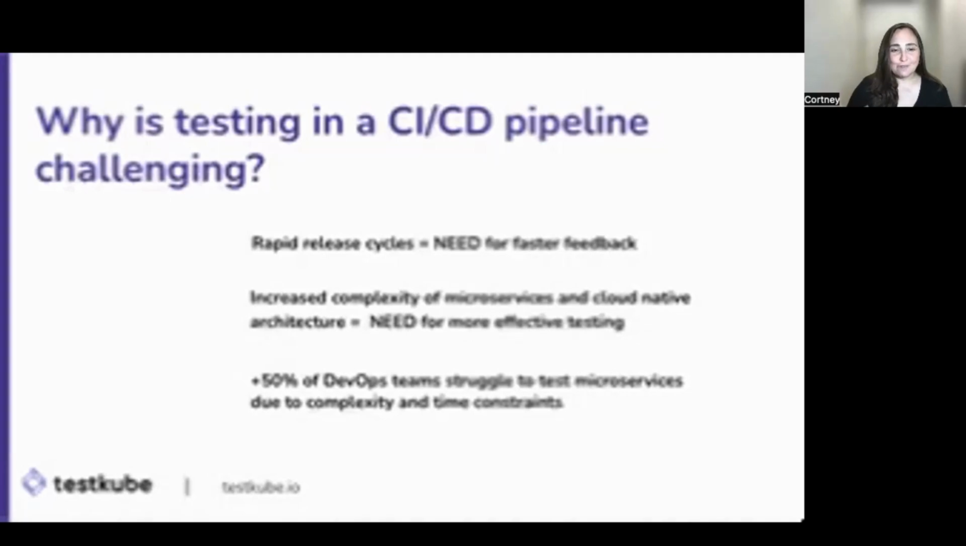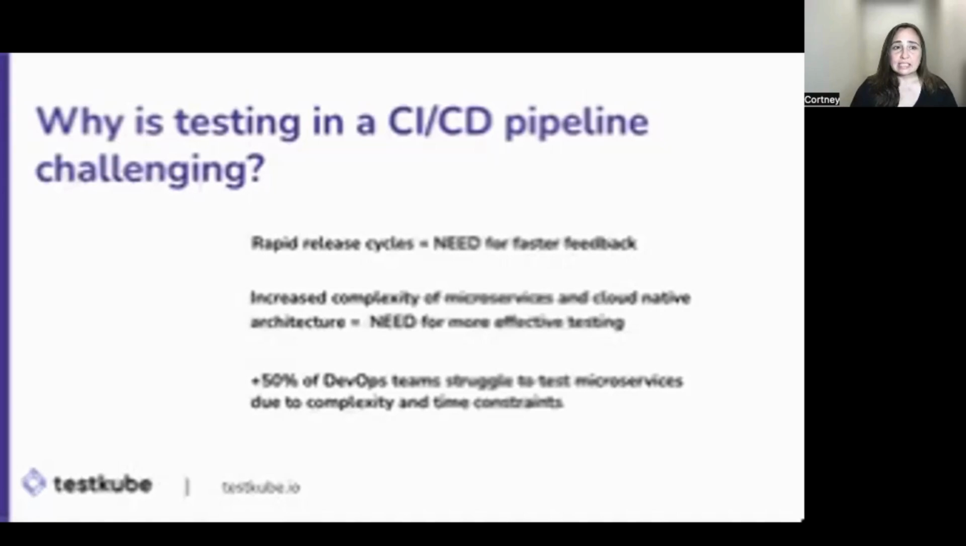Another interesting fact here, some data points just to ponder as we continue. A 2023 survey released that 56% of DevOps teams struggle to adequately test their microservices. They cite the complexity and the time constraints as the primary reasons, and the results are often a trade-off between speed and quality. And obviously that doesn't scale very well.